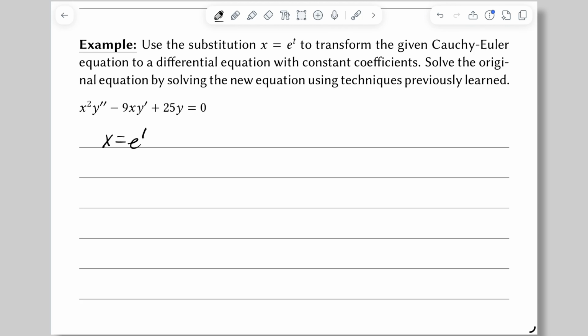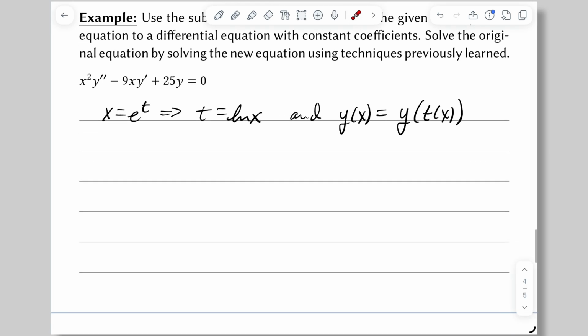Since x is equal to e to the t, that gives us that t is equal to the natural log of x. The solution that we're seeking is y, which is a function of x. And we get that y as a function of x becomes y of t of x, inserting essentially t in between y and x, with t of x being the natural log of x. Now we're going to do some substituting.